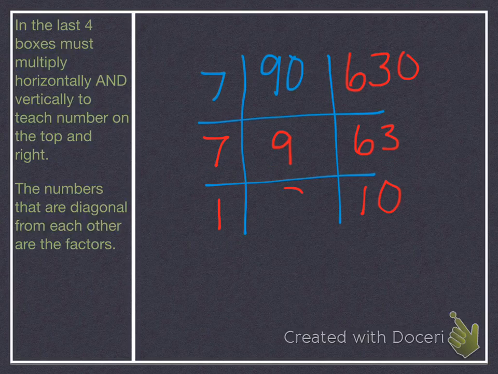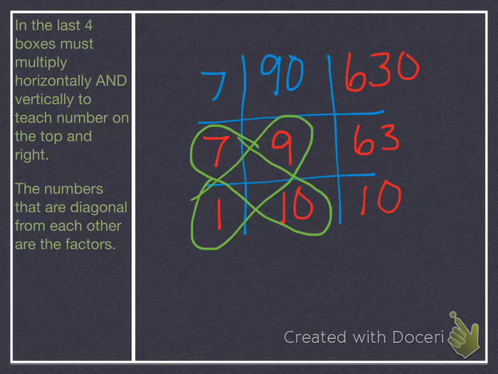Now, what goes here? Well, I know 10 works because 1 times 10 equals 10. And magically, 10 times 9 equals 90. So, everything works out. The last step right here is the key. The numbers that are diagonal are factors. So this is one factor. This is a second factor.